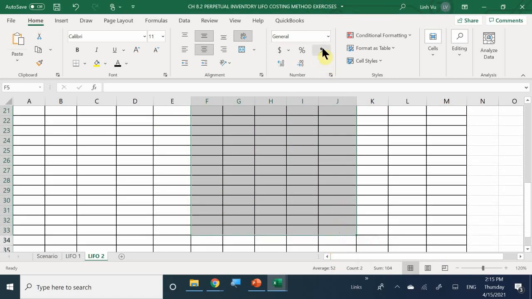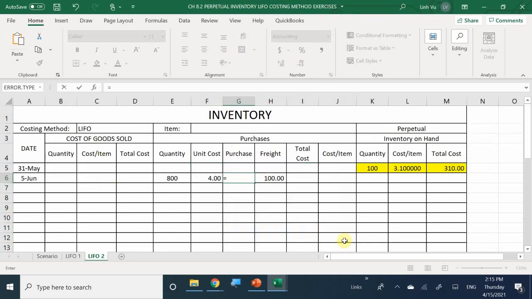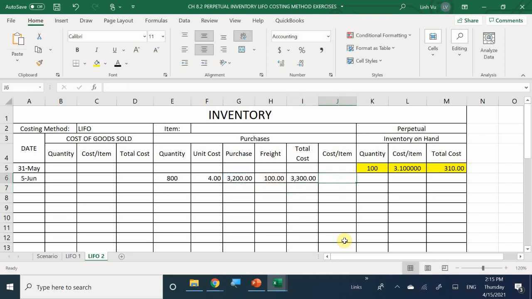Okay, let's get started. What is my total purchase price here? 3,200. Yes, 800 times 4 is 3,200, and then plus 100 is 3,300. And what is going to be my cost per item? $4.125. Yes, 4 and 12.5 cents.